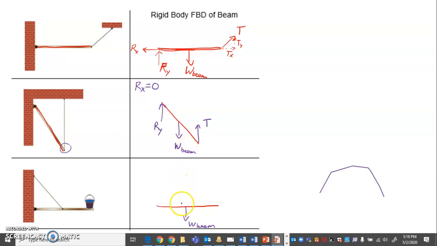There isn't one. Then right here we've got a bucket sitting on the end, so we've got the weight of the bucket. That's near the end. The center of the bucket is not quite at the end, which is why I drew it like this. And then we've got a cable touching it, and that cable appears to be right in the middle.